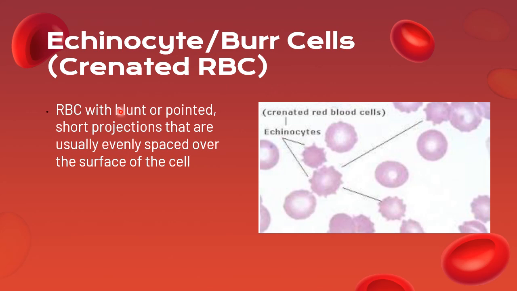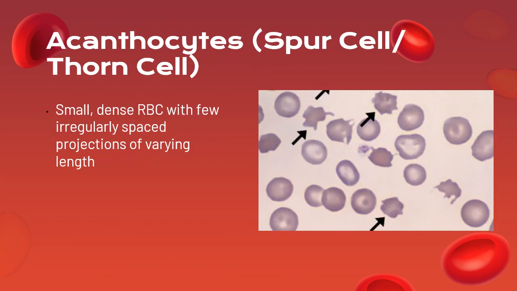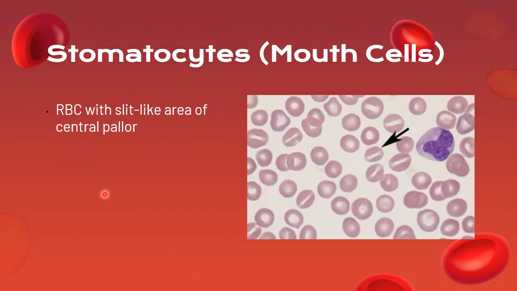Echinocyte or burr cells. These are RBCs with blunt or pointed short projections that are usually evenly spaced over the surface of the cell. In comparison with the acanthocyte or spur cell, which also has pointed projections but unevenly or irregularly spaced. Next is stomatocyte or mouth cells, RBCs with a slit-like area of central pallor.